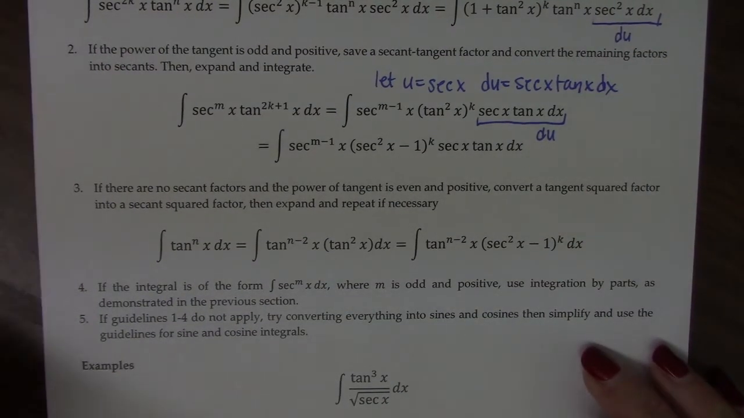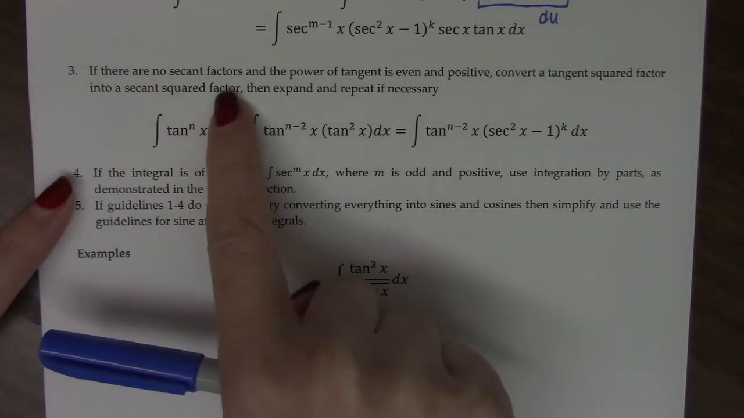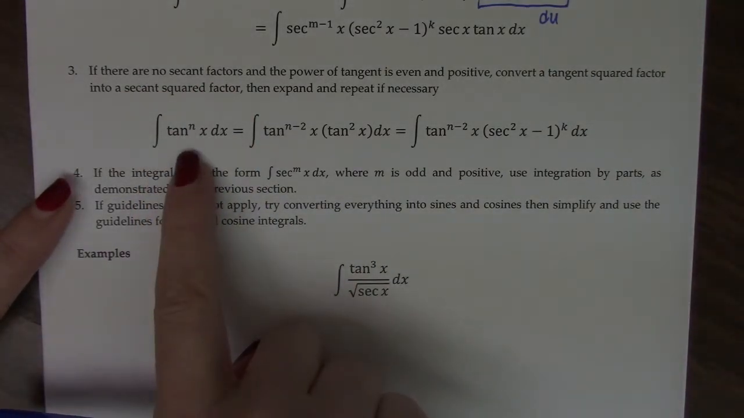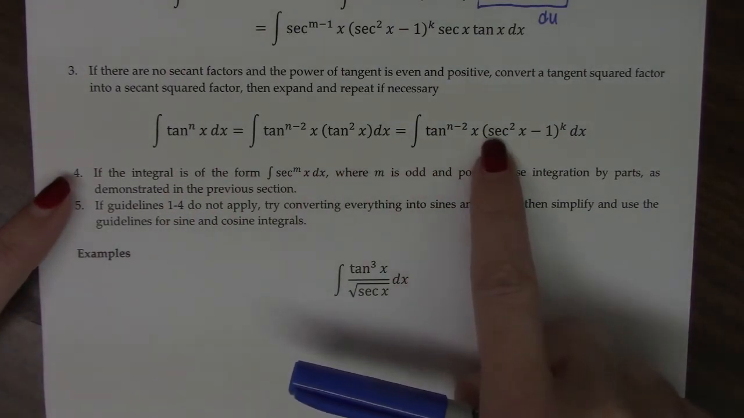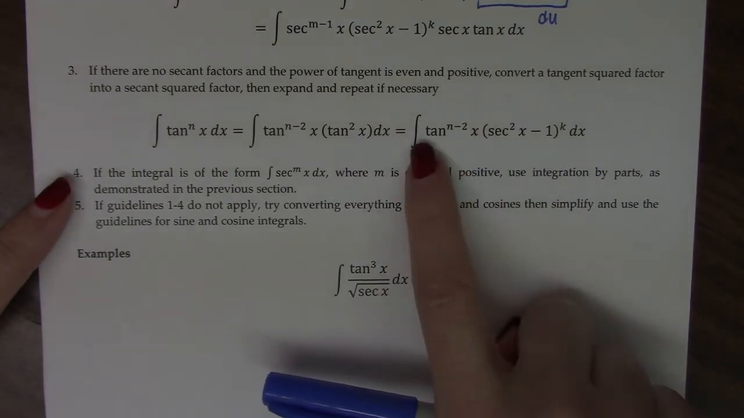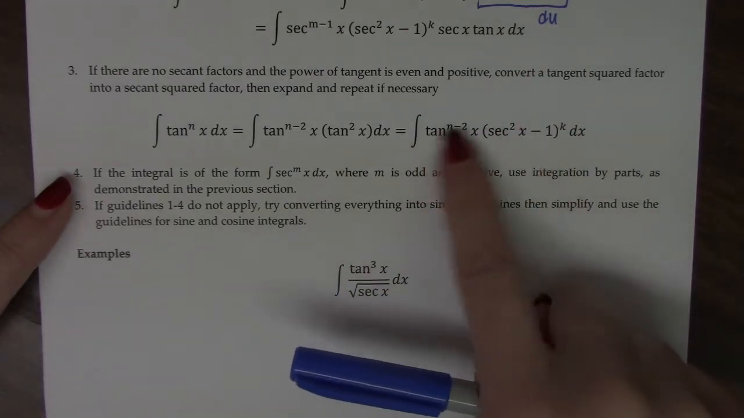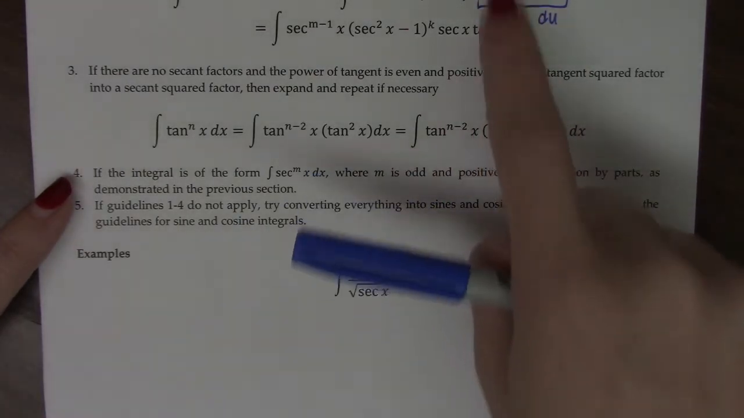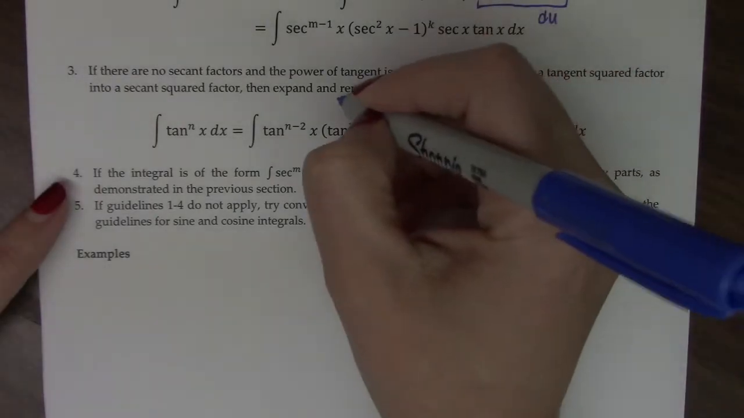If neither one of these two scenarios is feasible, so let's say we have no secant factors at all, it's just some combination of tangents, then what we do is we pull one tangent squared out and we convert that tangent squared into secant squared minus 1. Then we expand and we see if we can break this integral up into a combination of things that may allow us to go back to guidelines 1 and 2. And you repeat this if necessary.